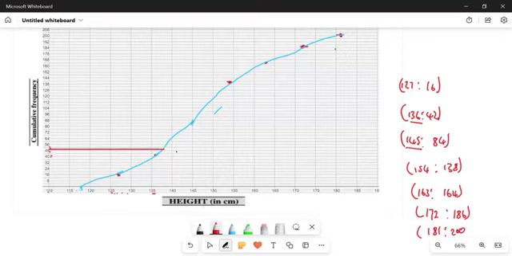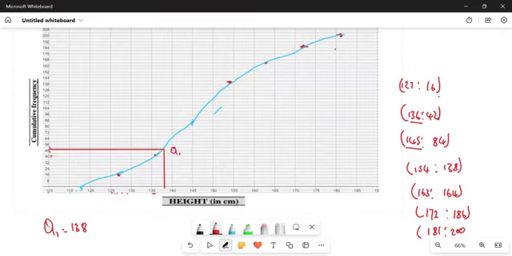We touched the blue color. Okay? After touching the blue color, and then we go down. Let's check what it corresponds with. It's 138. So we'll tell them our Q1 is going to be equal to 138. Okay, this is going to be our Q1.